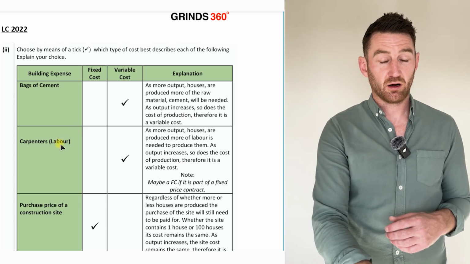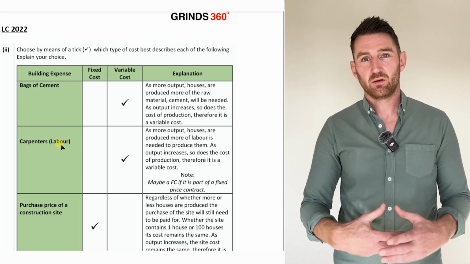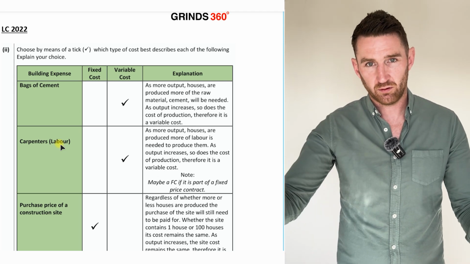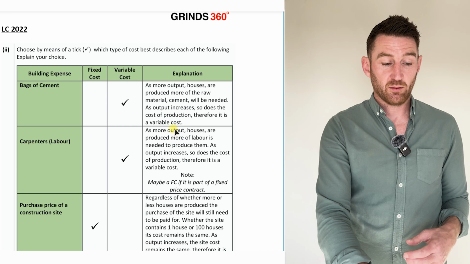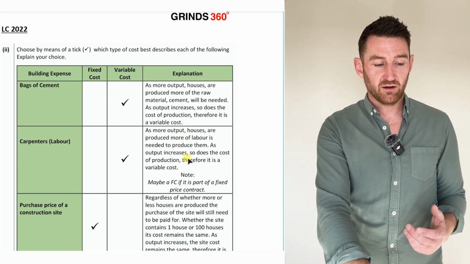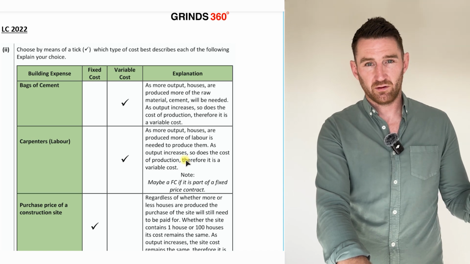Next one there is labor. Labor is always a variable cost. The more stuff you make, the more workers you need. As output increases, so does the cost. So that's a variable cost. As more output, in this case houses again, is produced, more labor is needed. So as production increases, so do your variable costs.